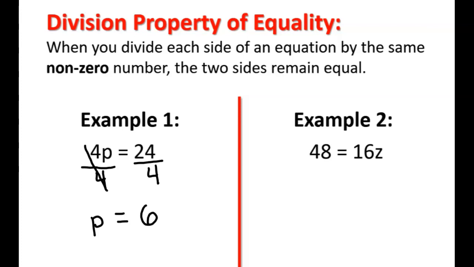Example number 2. We want to get the z by itself, so we're going to divide by 16. And remember, you do that on both sides of the barrier, which is the equal sign. You want to divide by 16. These cancel, leaving you with z, and z equals 3.